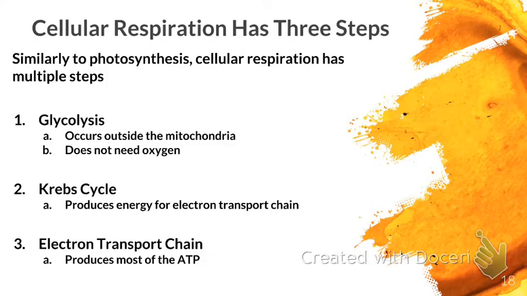Okay, so let's talk about cellular respiration. Kind of like photosynthesis, which has two parts, the light reaction and then the Calvin cycle, there are 3 steps. One is glycolysis, which occurs outside the mitochondria. Then the Krebs cycle, which is inside the mitochondria, and then the electron transfer chain, which occurs inside the mitochondria along the membrane. The electron transfer chain produces most of the ATP.